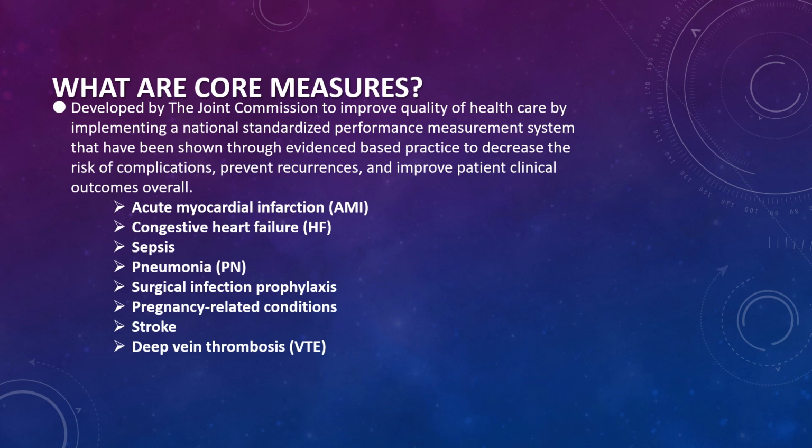We have them for acute MI, congestive heart failure, sepsis, stroke, and I don't have the pregnancy-related conditions because I don't work in the family-centered care area. I don't have one for surgical infections because I don't work on the surgical floor, but I do have one for deep vein thrombosis as well. I will show those in class. So know what core measures are and why core measures are in place.